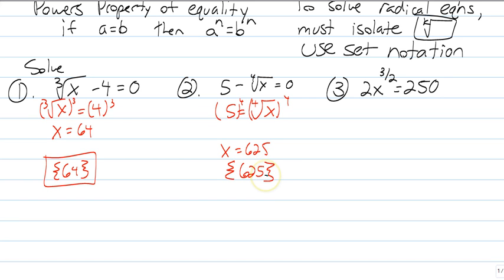Number 3. Alright, first things first with this one. You want to get x by itself, so you want to divide by 2. So you have x to the 3 halves equals 125. Now, to undo 3 halves, you want to raise each side to the reciprocal. So raise to the reciprocal power. Okay, so for this one, we're going to raise both sides to the 2/3.